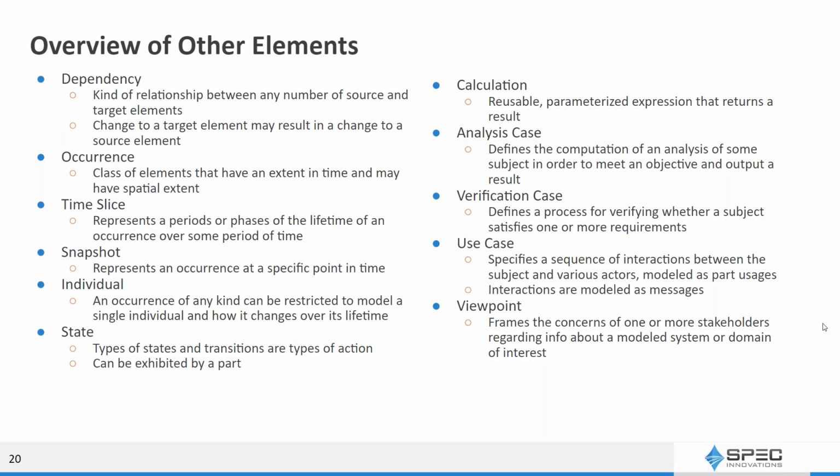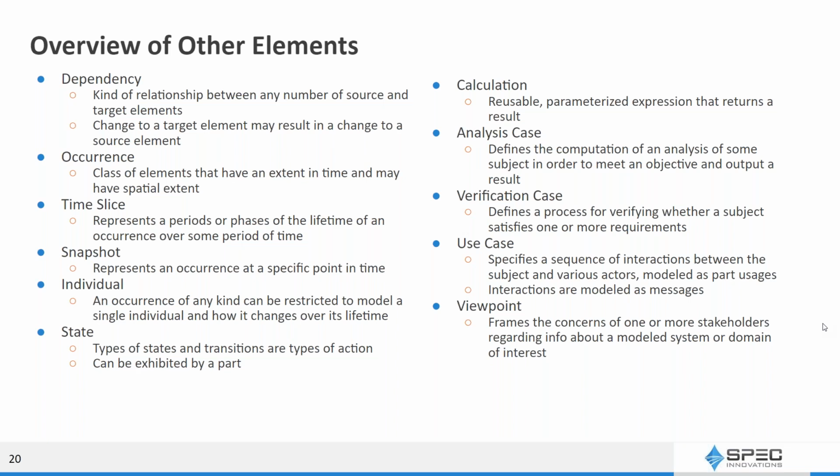For states, they are types of actions, as well as the transitions that connect states are also types of actions, and it can be exhibited by a part. So not much has changed surrounding states in V2 versus V1, except the definition that a state and transitions are subclasses of action. Then we also have a calculation, which is a reusable parameterized expression that returns a result. This is similar to like the parametric diagram in SysML V1.